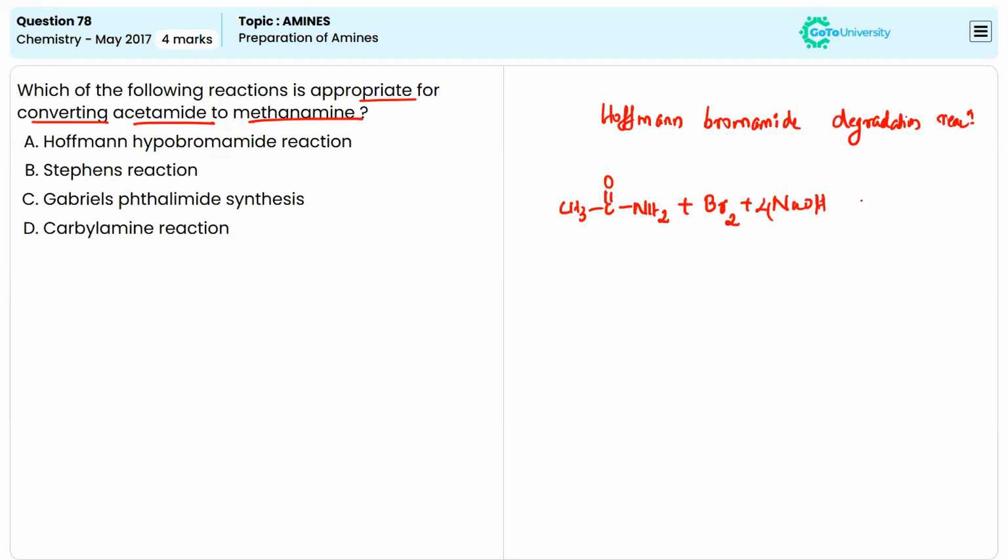When it reacts with bromine in the presence of sodium hydroxide, we can write the balanced equation for NaOH. Followed by heating, it will produce methanamine, that is CH3NH2 plus 2NaBr plus the side products Na2CO3 plus 3H2O. So this is the reaction. This means we can convert acetamide to methanamine by the Hoffmann bromamide degradation reaction. So the correct answer is option A, and write down this reaction as well. Okay, so this is an important reaction for the preparation of primary amines.